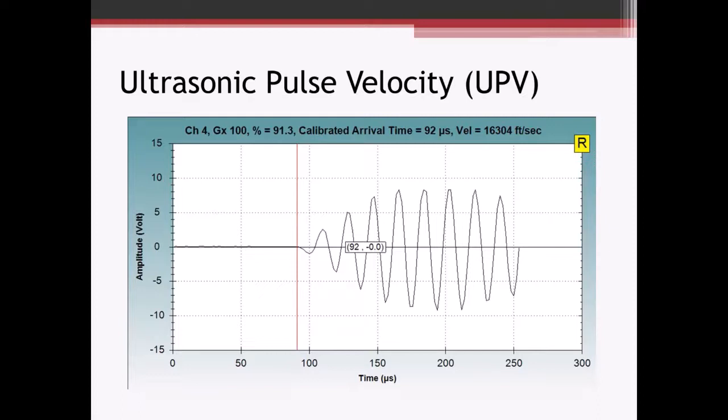Typical 3,000, 4,000 psi concrete, we'd be looking at somewhere around 13,000 feet per second, maybe 14,000 feet per second. But again, as the concrete changes, that wave velocity is going to change.